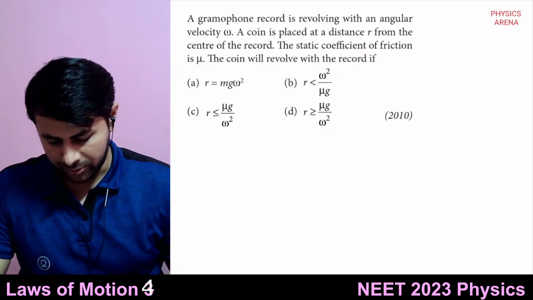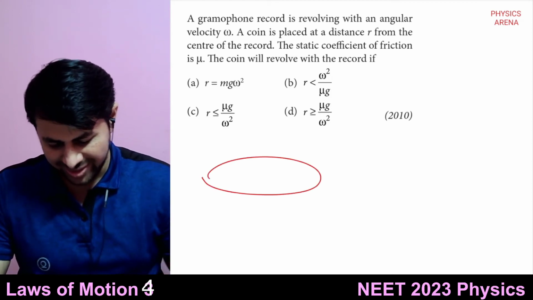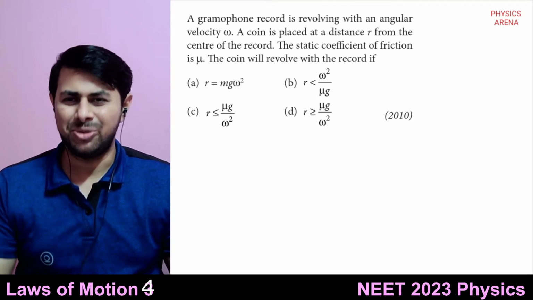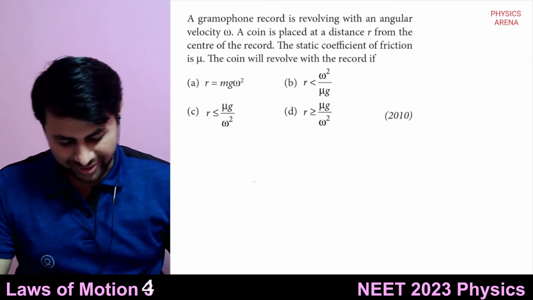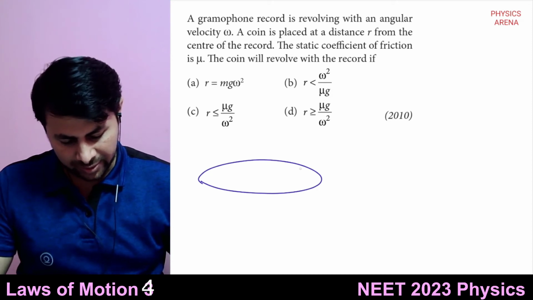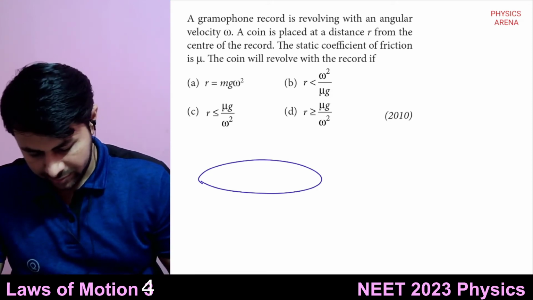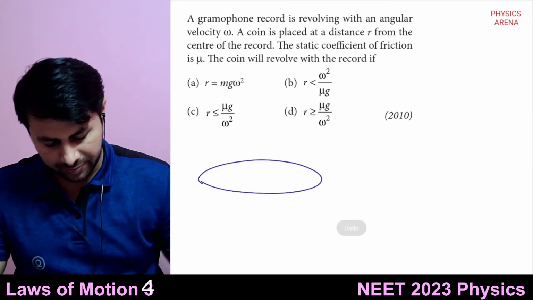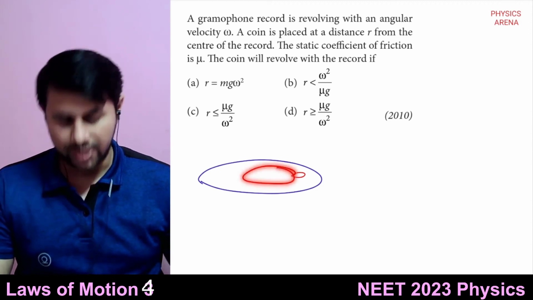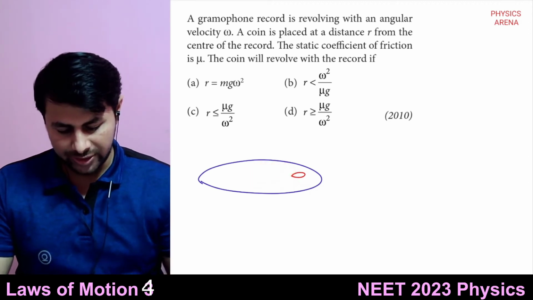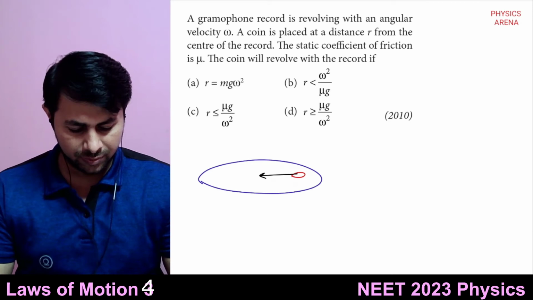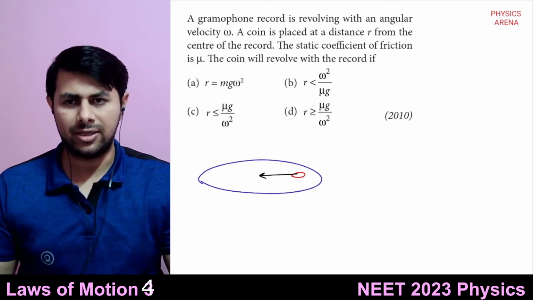Alright. So gramophone. Do you know gramophone? Nowadays you can either see it in movies or in museums. This is an old thing. So there is a disc, and you keep a coin on that disc. The disc is rotating. Along with the disc, the coin is also revolving. So which is the force which is providing the centripetal force? Here the frictional force provides the centripetal force.